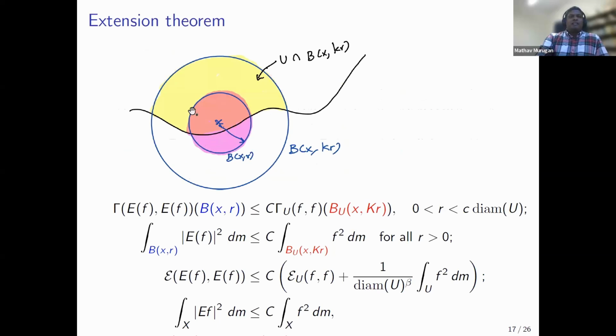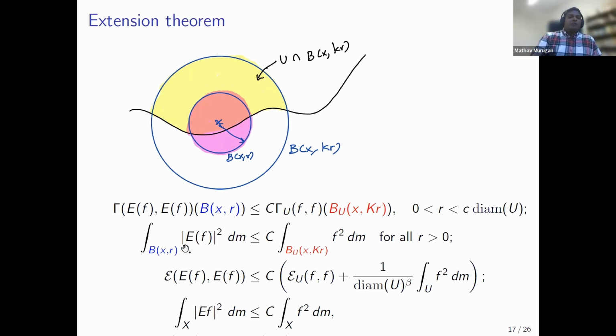So one is comparing the energies on a ball in the ambient space of radius r to energies on this domain, on a slightly larger but still comparable radius. Similarly, the L2 norm of the extended function in this small pink ball is less than or equal to some constant times the L2 norm of the original function in the domain of the reflected diffusion, but only within this larger ball of radius r. So this is a local version of the boundedness property that I just mentioned.